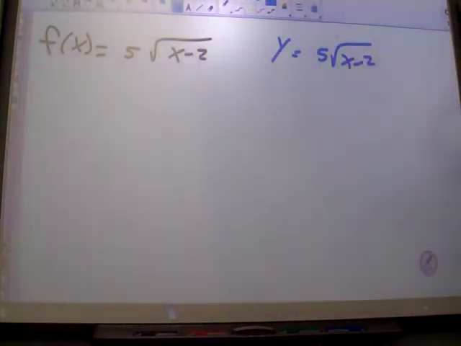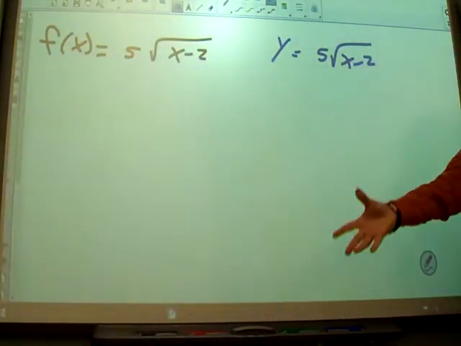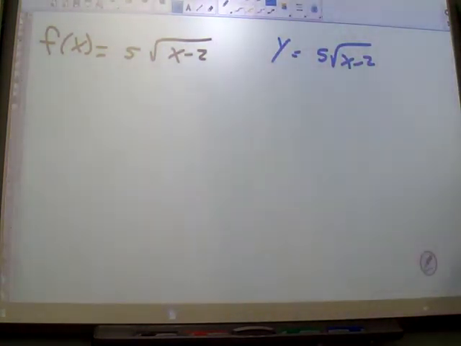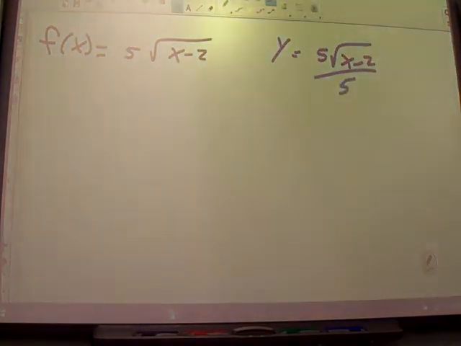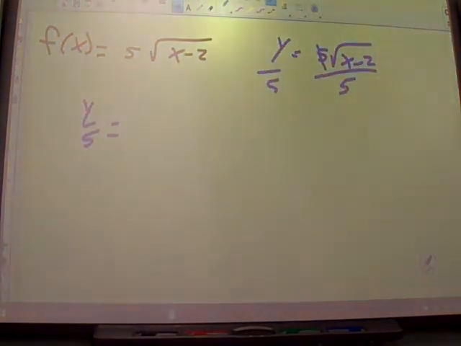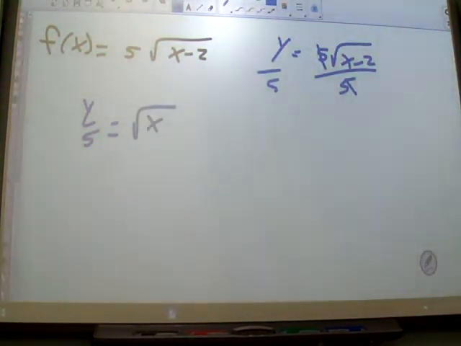So it's kind of like isolate the radical, get rid of the radical, then isolate the variable. Okay, so that's my thought process here. So when we divide by 5, because it's being multiplied by 5, that's just going to give me y divided by 5. Over here the 5's cancel out, is equal to the square root of x minus 2.